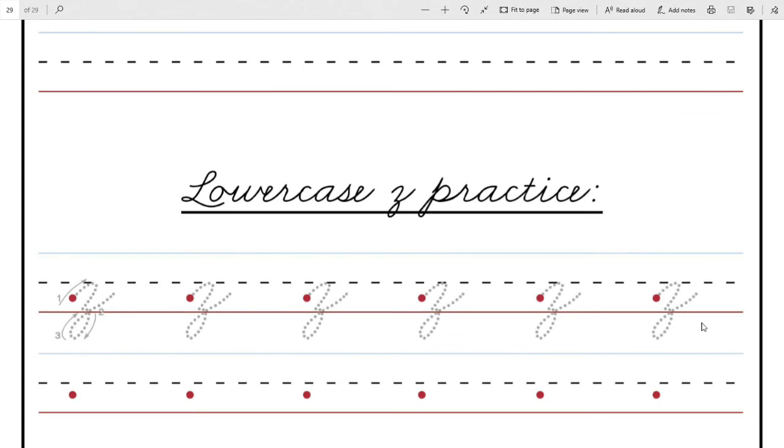See children, we have seen the letters from A to Z, the formation of the letter and the sound of the letter. Hope you all enjoyed the session and you must practice at home like this in your notebook.